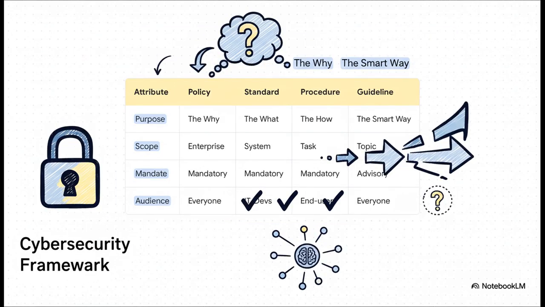And this table here? This is your ultimate cheat sheet. Seriously, it puts everything we've talked about side by side so you can see it all at once. You've got the purpose, the why, the what, the how, and the smart way. You can see the scope getting narrower and narrower, from company-wide down to a single task. And that crucial difference in mandate. The first 3 are mandatory, but the guideline is just advice. It's a great reference to have.